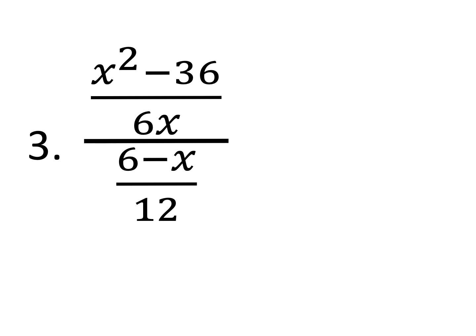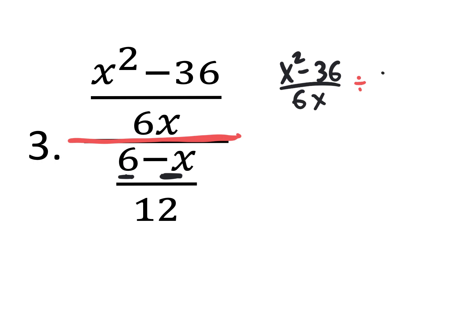Once again, let's rewrite the top fraction, x squared minus 36 over 6x. Instead of this division bar, we're going to write it as a division symbol. And instead of 6 minus x, I might as well write it as negative x plus 6. And of course, it is over 12. Okay, why did I switch the order of 6 and minus x? Because you want the x term first, you want your constant at the end. It's just the more appropriate way of writing it.